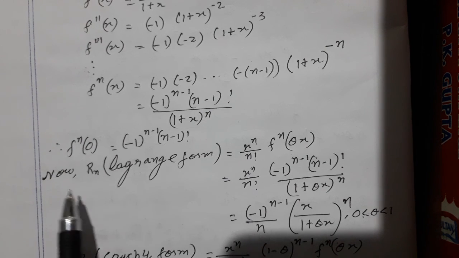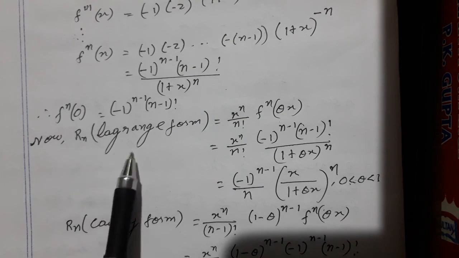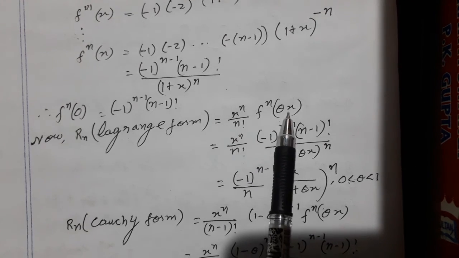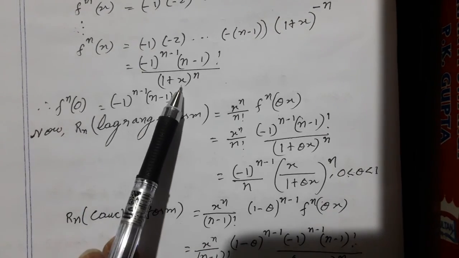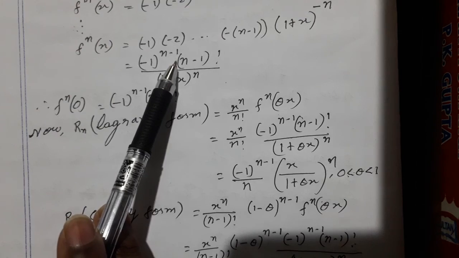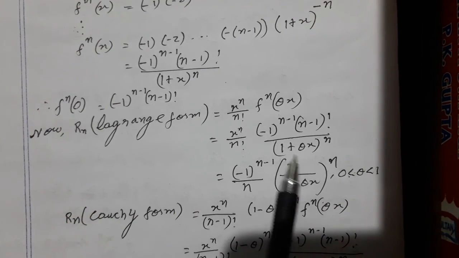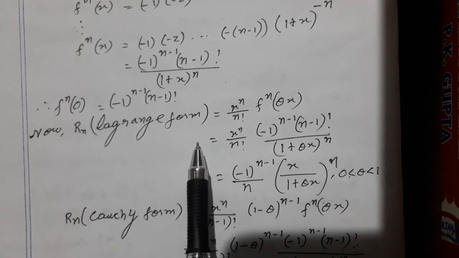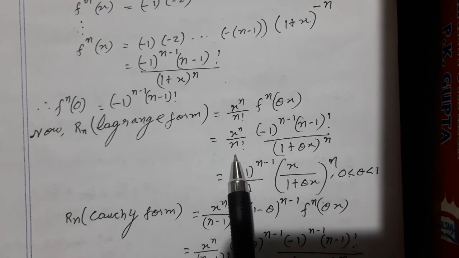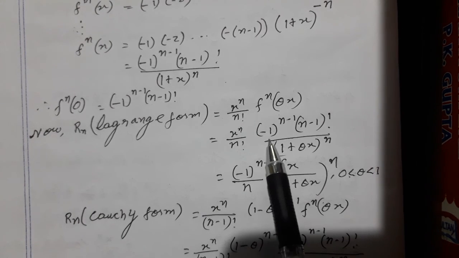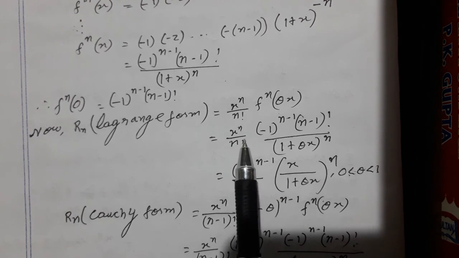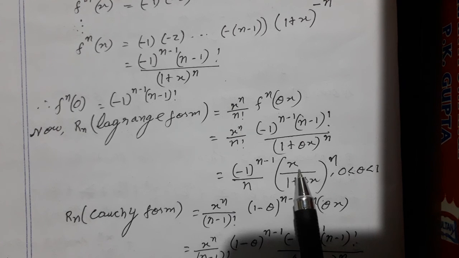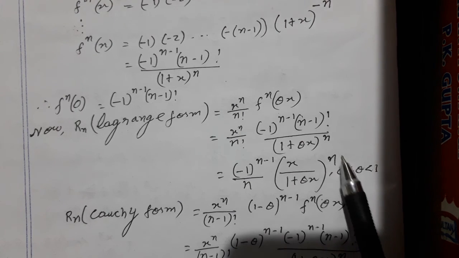Now we try to find the remainder in Lagrange form. Here we are taking both Lagrange form as well as Cauchy form. In Lagrange form, we have x^n/n! times f^n(θx). We put θx, so we get (-1)^(n-1) (n - 1)! over (1 + θx) to the power n. Here n! can be written as n times (n - 1)!, so (n - 1)! and (n - 1)! get cancelled. So we get (-1)^(n-1)/n. Taking x^n together with the denominator, we get x/(1 + θx) to the power n, where 0 < θ < 1.